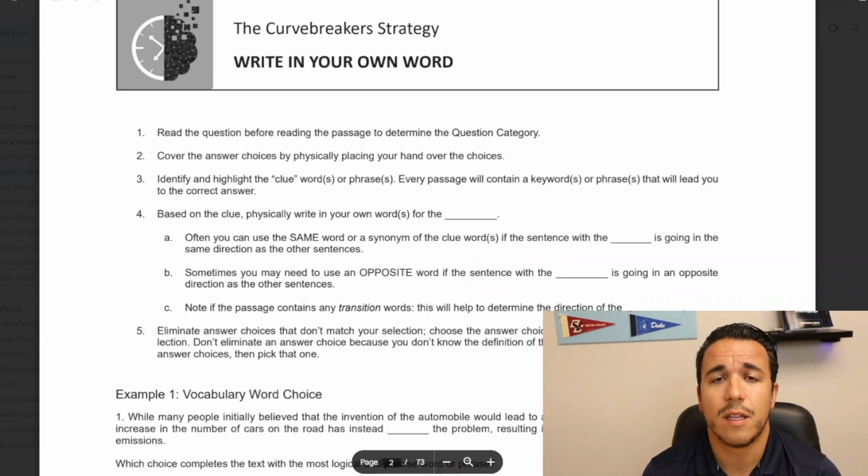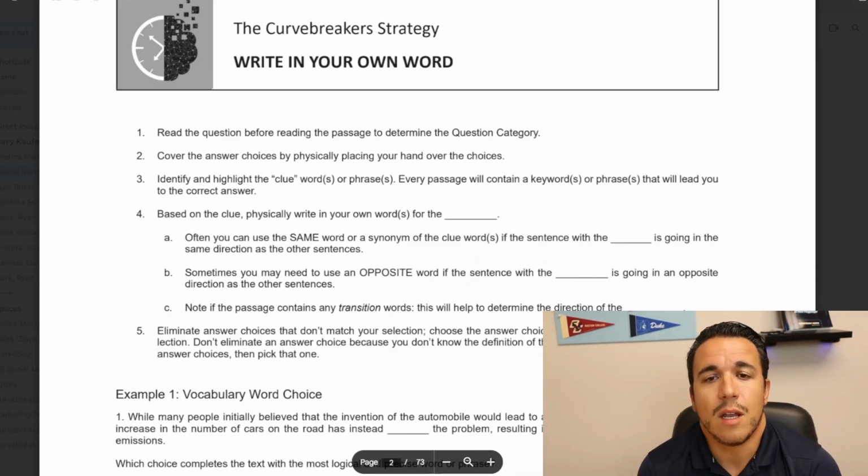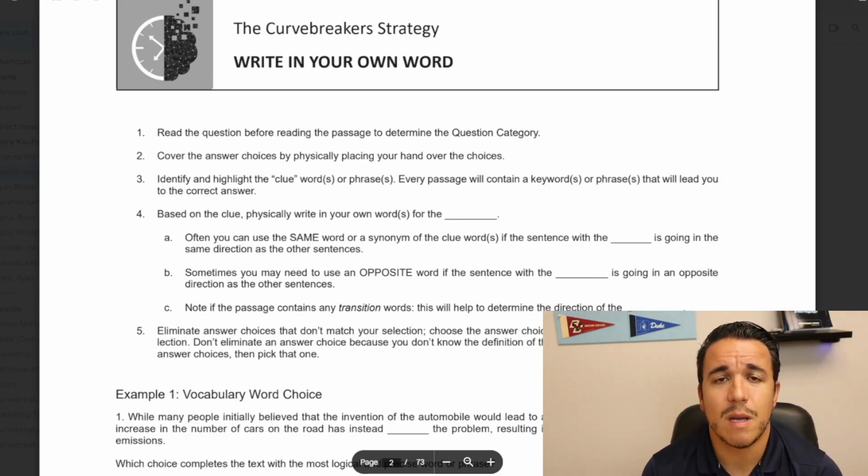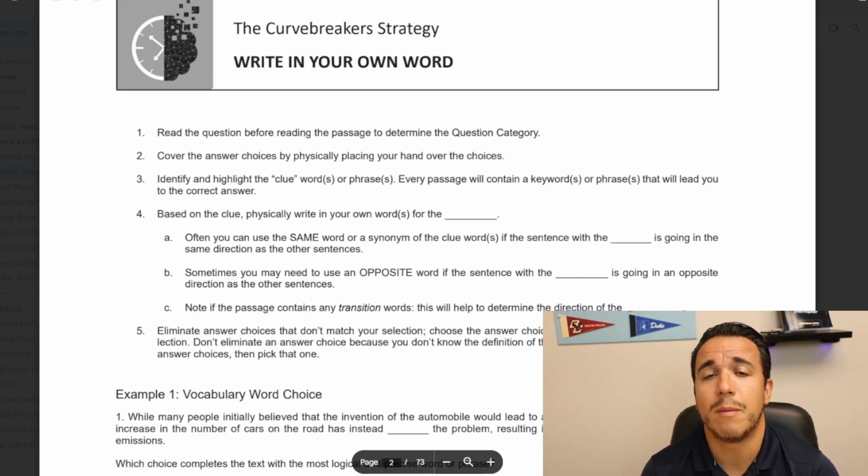For these word and context questions, these are oftentimes very challenging for students. People say to me, Nick, I don't understand all the vocabulary. I don't know all the words. How am I supposed to get the answer? Well, if you know at least 3 of the words, you should be able to get the answer every single time. And I'm going to show you how to do that.